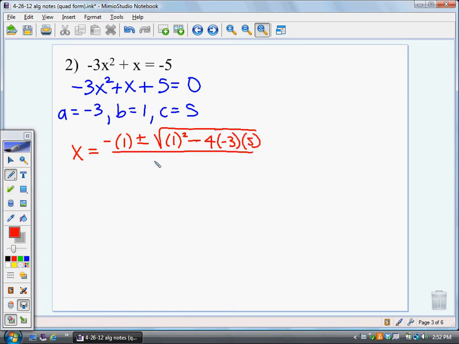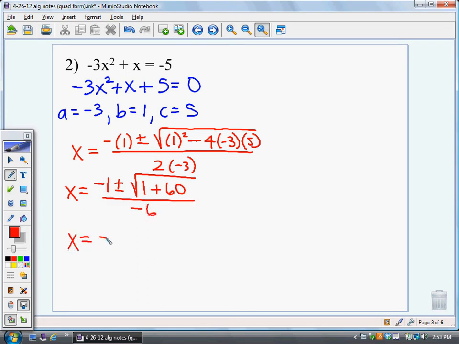All of that is over 2a. And again, do the math. Negative 1 plus or minus. Under here is going to be 1. If you do all that, it's going to be plus 60. Underneath is negative 6. So x is negative 1 plus or minus the square root of 61 all over negative 6.